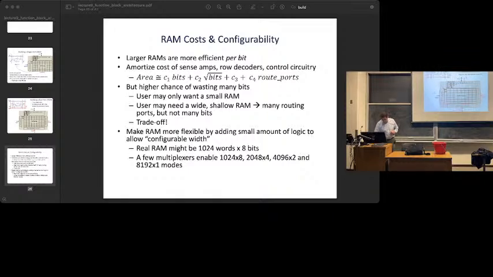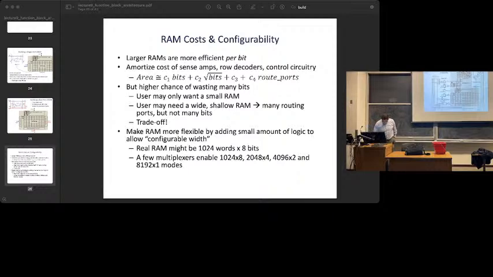FPGA block RAMs add a little bit of extra circuitry after this normal RAM circuitry to allow you to do a little more multiplexing. Does that make sense? And the CAD tool just chooses whether you want that extra multiplexing or not. Okay, so this is like a complicated picture. Don't worry, you don't have to memorize it all.